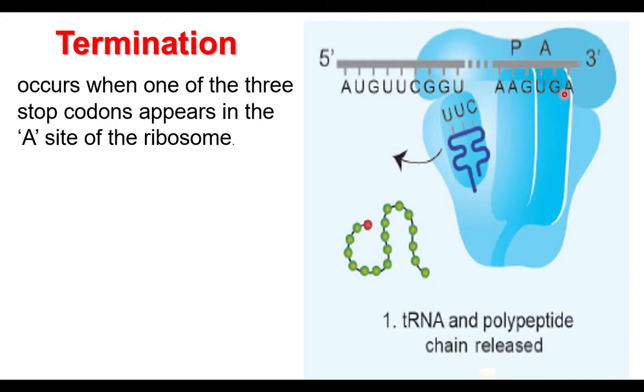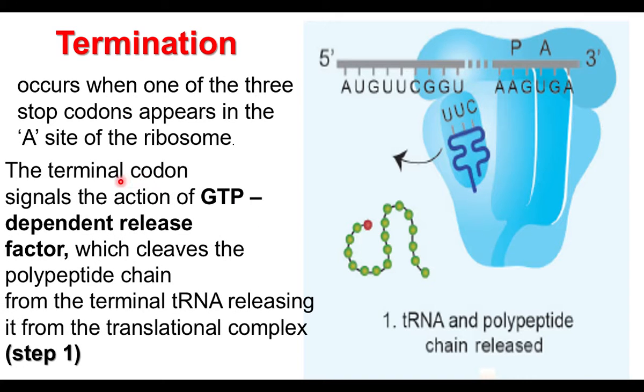UGA is a stop codon. It appears on the A site. Termination takes place when the stop codon appears on the A site of the ribosome. This gives signal for the releasing of the polypeptide chain. The terminal codon signals the action of GTP dependent release factor. The release factor cuts the polypeptide chain. It breaks the covalent bond between the last tRNA and the polypeptide chain. So the polypeptide chain cuts off.